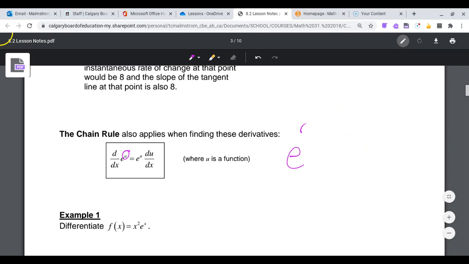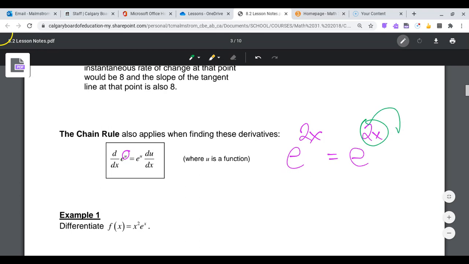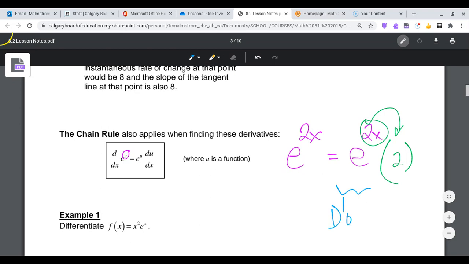So what happens if the exponent itself is not just x? What happens if it's e to the 2x, or e to the 7x plus 5, something like that? Then we have our chain rule. So we take e to the same exponent, and then we follow up with taking the derivative of that exponent, of the argument. So just chain rule, d outer, d inner. So don't forget your dinner when the exponent is something more than x.